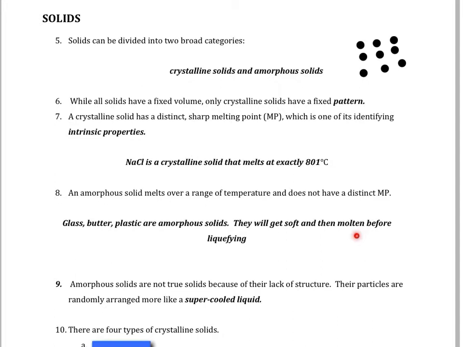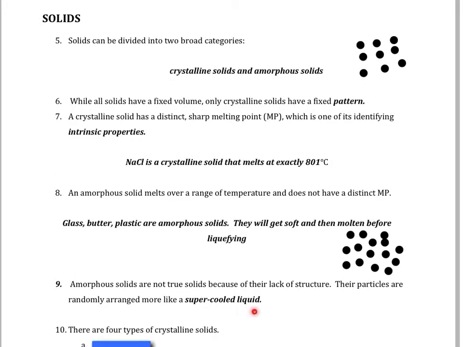Amorphous solids have no pattern at all, so the particle arrangement looks just like a liquid. The only difference is they're frozen or in a fixed position, so they can't move out of position. Because of this, we describe amorphous solids as supercooled liquids. We don't further categorize amorphous solids, but we do further categorize crystalline solids.